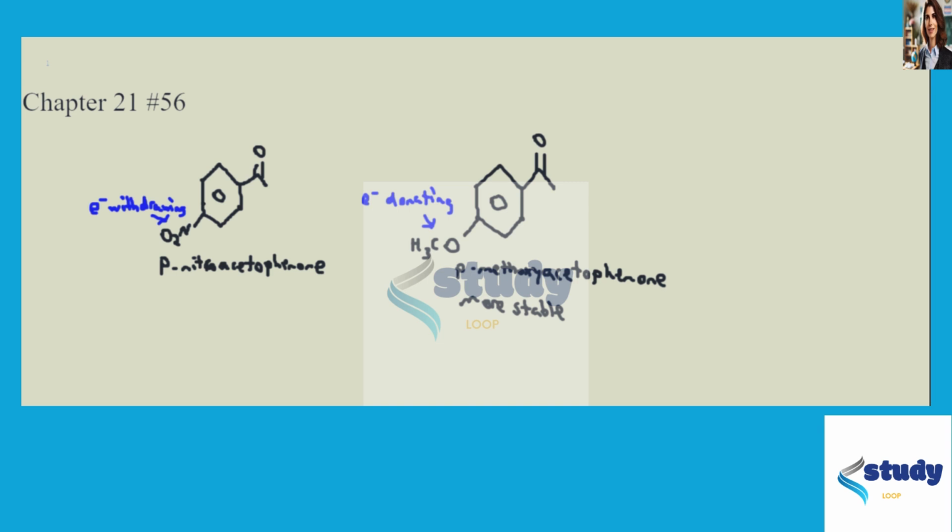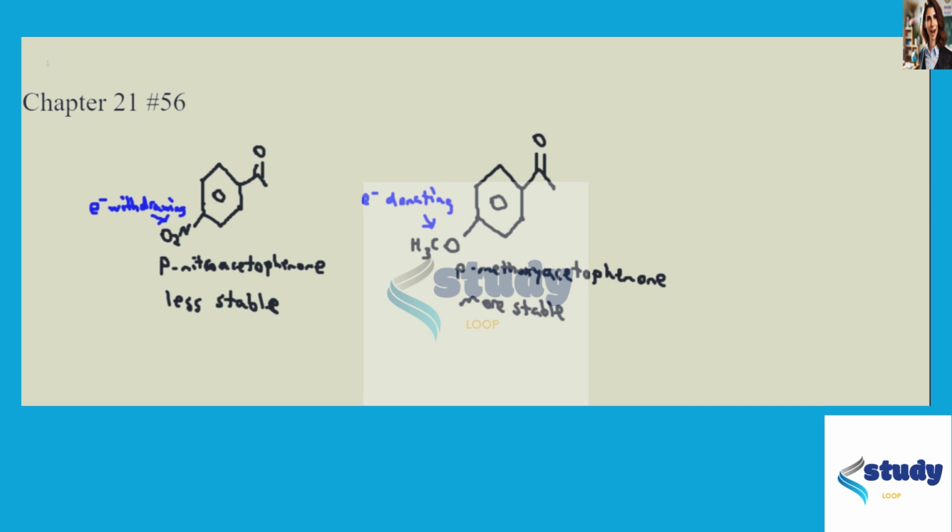And of course, in the para-nitroacetophenone, the opposite is true. The carbonyl is electron poor because the nitro group is pulling electron density from the ring. And again, the carbonyl is in conjugation with the ring, so its electron density is being pulled away as well. And so it's going to be less stable.